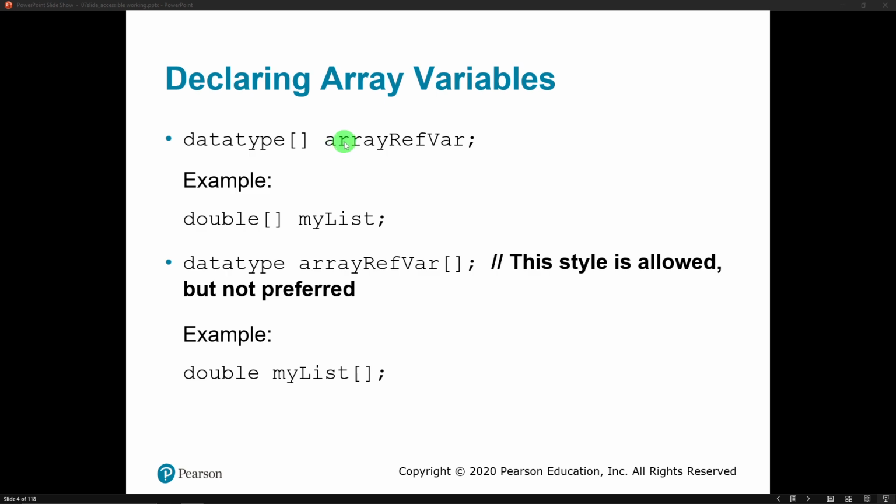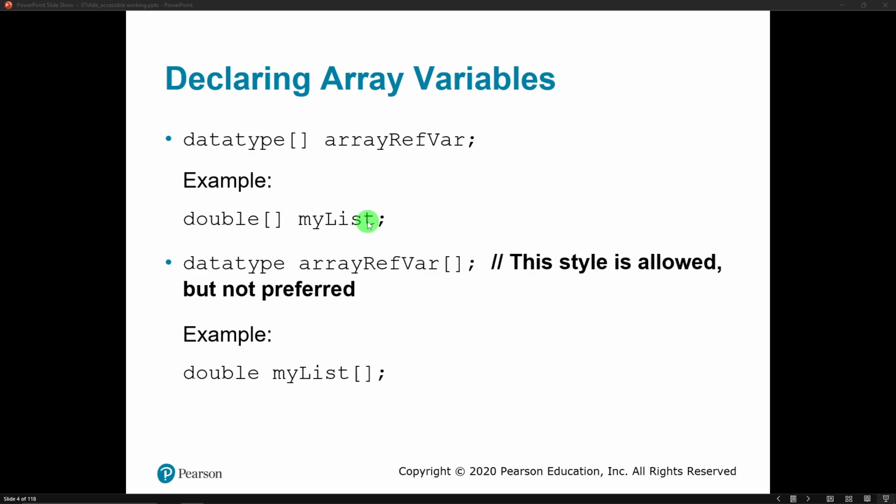If we declare an int, we name its data type, and then we give the variable a name. So in this case, we're naming the data type, but we're saying it's an array of that data type, and we're giving that array a name. So for example, this is an array. I can tell that by the square brackets. It's an array of doubles called myList.